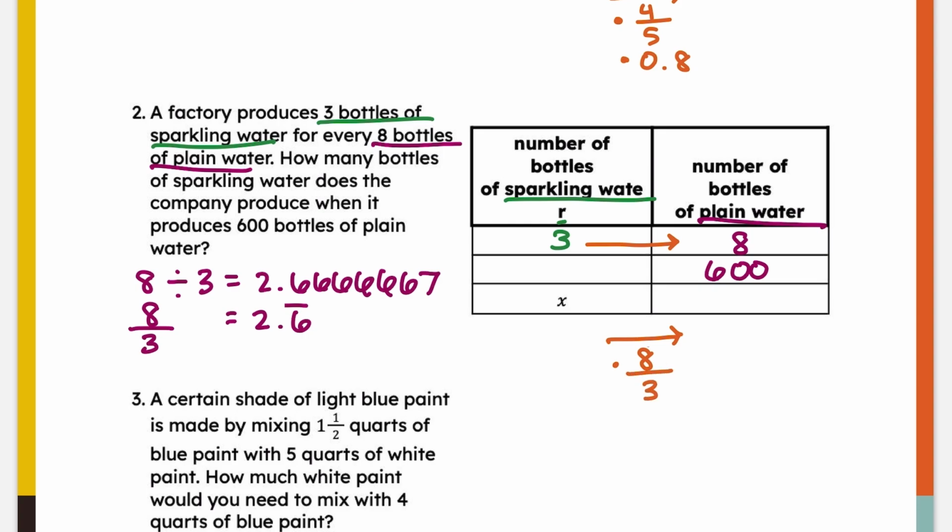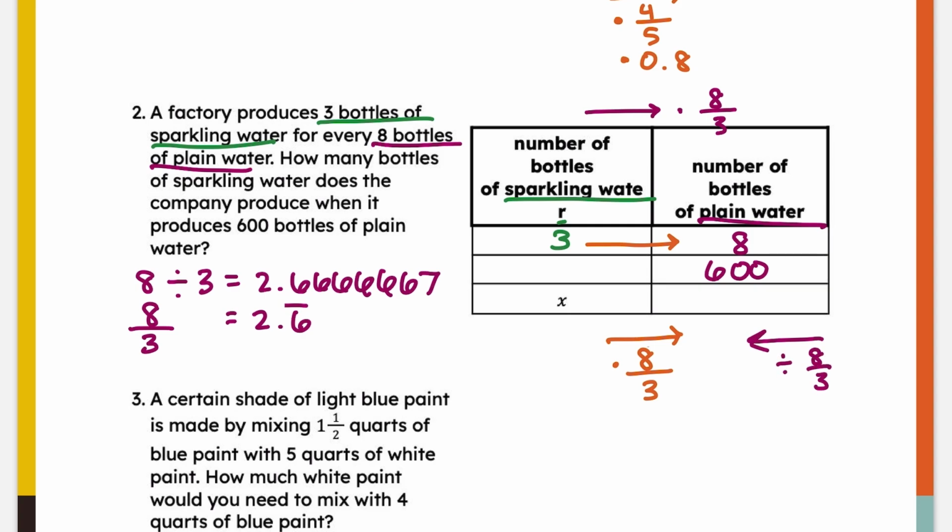That tells me if I'm going forwards, I would be multiplying by 8/3. And that's great, except for in this problem, I don't want to go forwards, I want to go backwards. So the great news is, going forwards, I would multiply by 8/3. So that means going backwards, I'm going to divide by 8/3.